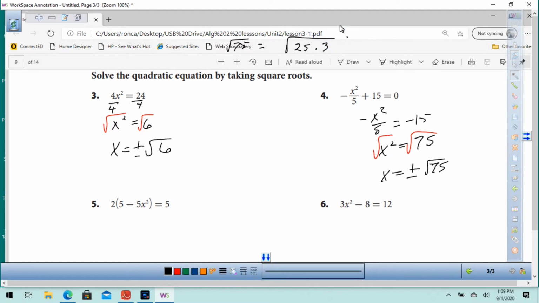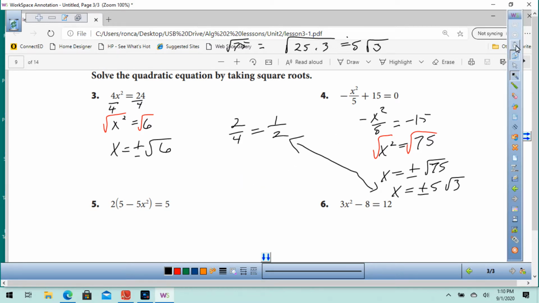Okay, and the square root of 25 is 5, so you have 5 times the square root of 3. So your answer is x equals plus or minus 5 times the square root of 3. Think about it. If you've got a fraction 2/4, you're supposed to rewrite it as 1/2. It's the same concept here.